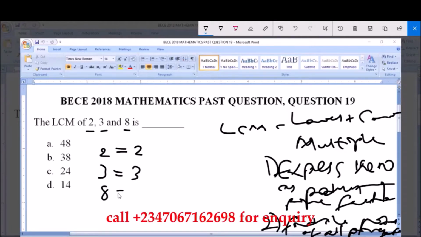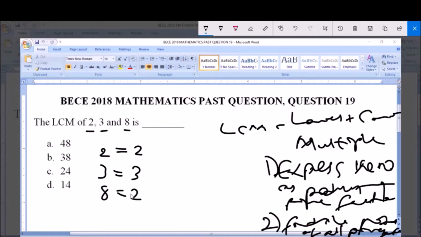And the next number is 8. Now we start with the lowest prime number as usual, which is 2. 2 into 8 will give us 4, so we put down 2. Now we are left with 4. 2 into 4, it can still go. It gives us 2. We write down the 2 again. Now 2 into 2 will give us 1, so we put down the 2.